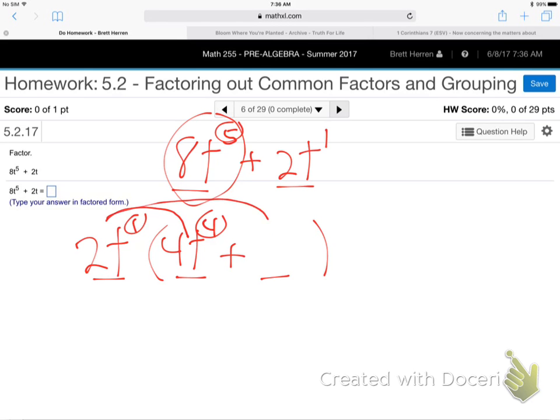Good? And then 2t to the 1 times what to go back to 2t to the 1? Just a big old 1, and not a t, right? If we put a t, that would be wrong because that would have a 1 power and that'd go back to 2, and that's not right. So it's just 1, regular 1. That's it.